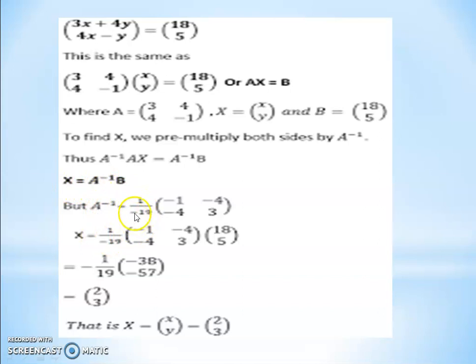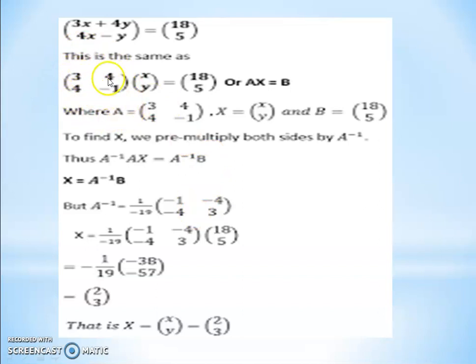But how do we get A inverse? First we have to find the determinant of A. Determinant of A is what? Minus 1 into 3, minus 3. 4 into 4, minus 16. Minus 3 minus 16, it is obviously minus 19. So our determinant of A is minus 19. That's why 1 upon minus 19. Here the adjoint of this matrix is also easy. We have to interchange: here minus 1, here 3.